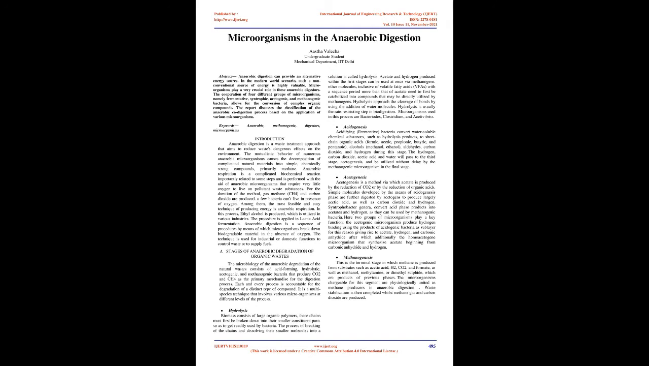Hydrolysis. Biomass consists of large organic polymers. These chains must first be broken down into their smaller constituent parts so as to get readily used by bacteria. The process of breaking of the chains and dissolving their smaller molecules into a solution is called hydrolysis. Acetate and hydrogen produced within the first stages can be used at once via methanogens. Other molecules, inclusive of volatile fatty acids, VFAs, with a sequence period more than that of acetate need to first be catabolized into compounds that may be directly utilized by methanogens.